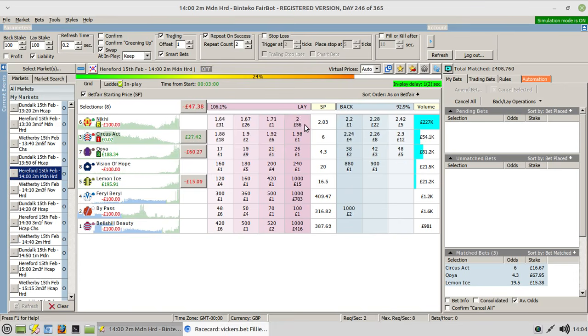Now there's our drift on the favourite arrive, but it's too little too late, I would suggest. And it looks like it's Circus Act is going to be the one that would have contributed to us, but of course we've only got insurance on that one.